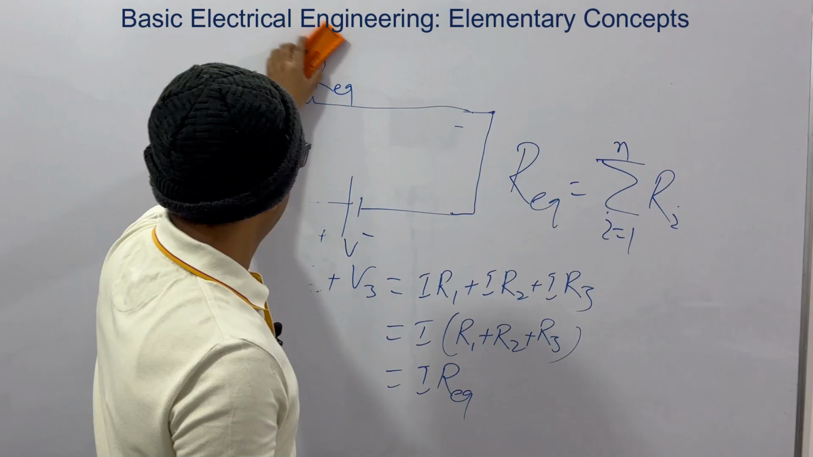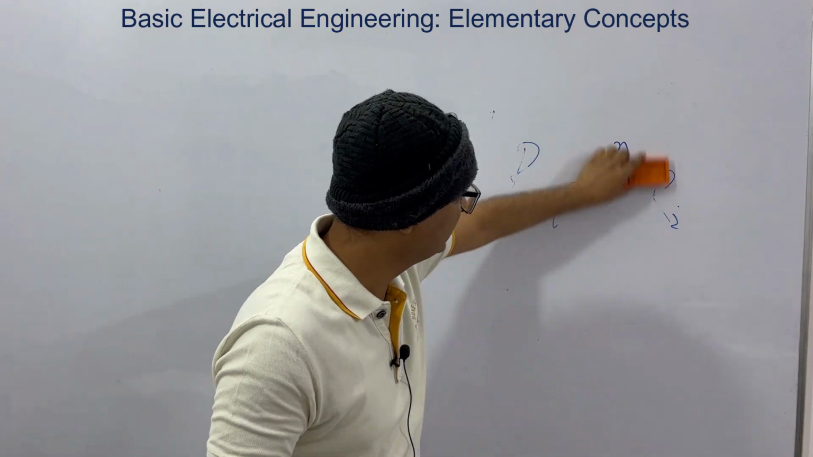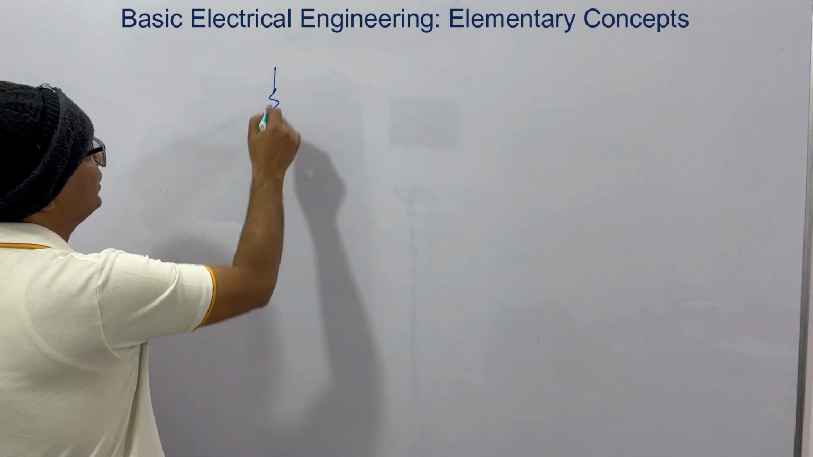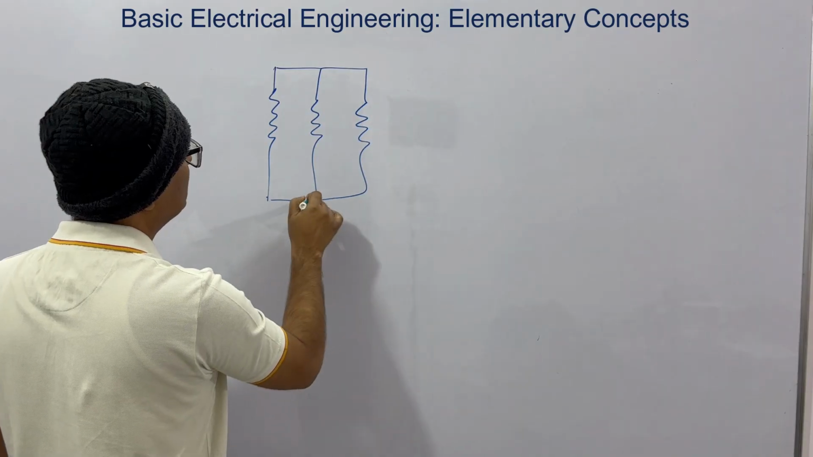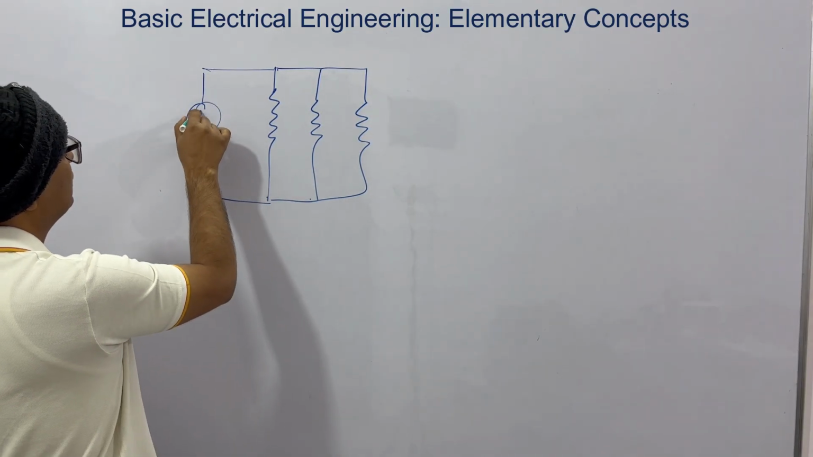What if we have resistors in parallel? You know it very well. If you have resistors in parallel, let's say 3 resistors, and here is your current source I.